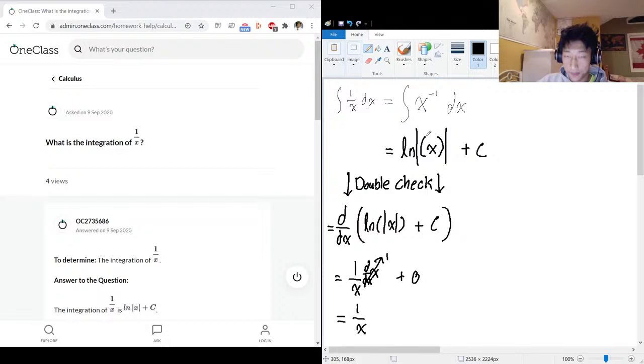We know that the answer to the integral of 1 divided by x is definitely natural logarithm of x plus the constant, because we can never forget the constant when we're doing integrations. Now, why do we need the natural logarithm here, or the absolute value in the natural logarithm?